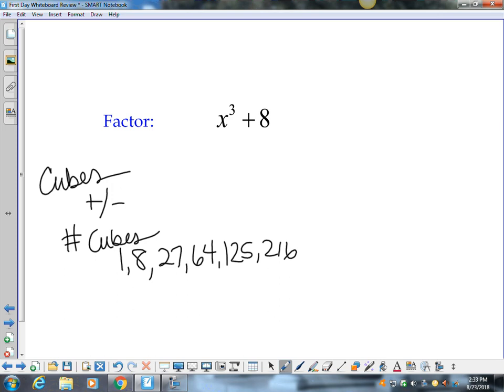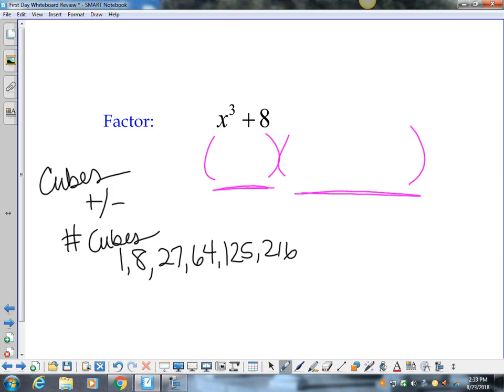To factor cubes, you're going to do a short parentheses and a long parentheses. You're going to have 2 terms in this one and 3 terms in this one. This is the pattern that everybody seems to forget. I think you just learned cubes in Math 3. So this one should be pretty fresh on your mind, but you've probably used it the least.